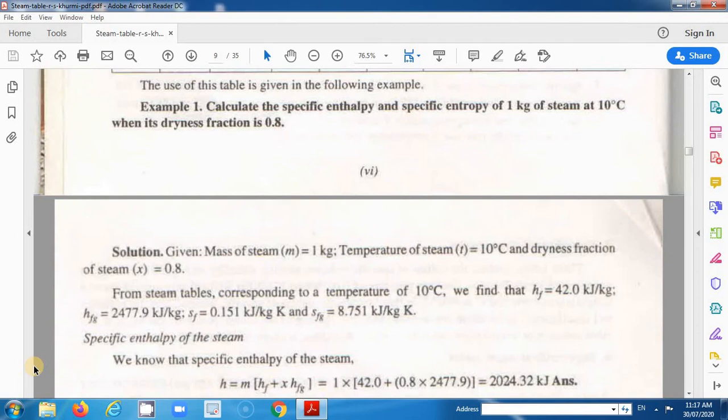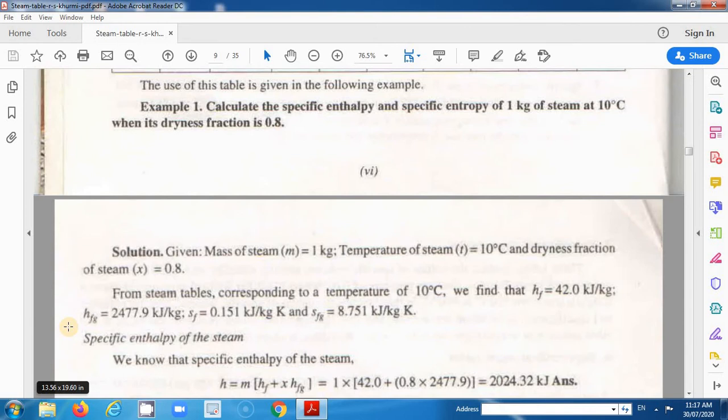Similarly, what is specific entropy? Sg is Sf plus Sfg. This is for dry steam. And S is equal to Sf plus x Sfg. That gives us the specific entropy of a wet steam. And in this given example, the steam given is a wet steam. These are the things given.